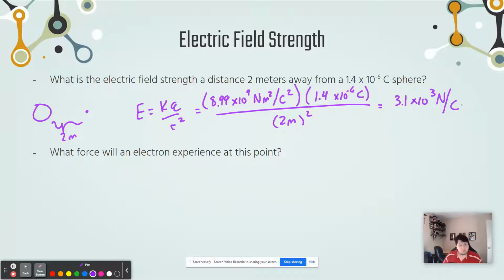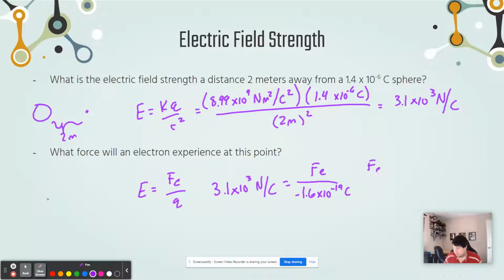Then it asked me what force an electron would experience at this point. Well, to connect electrical field strength and force, I can use that other equation, E equals Fe over q. I know E is 3.1 times 10 to the third newtons per coulomb, but they didn't tell me the charge here. They're expecting you to know, oh yeah, I know what the charge of an electron is. That's one of the elementary charges, negative 1.6 times 10 to the minus 19th coulombs. I can plug that in and solve for my force, and I get my force to be 5.0 times 10 to the minus 16th newtons.